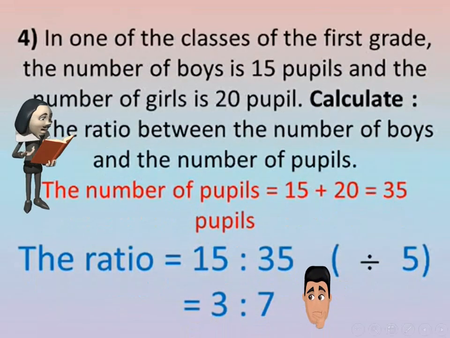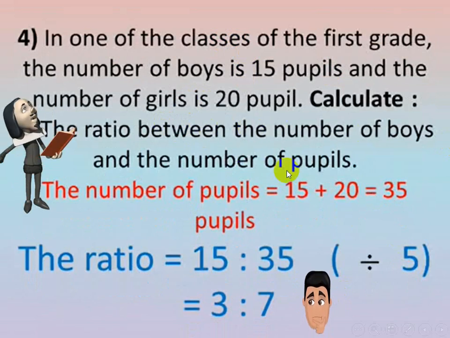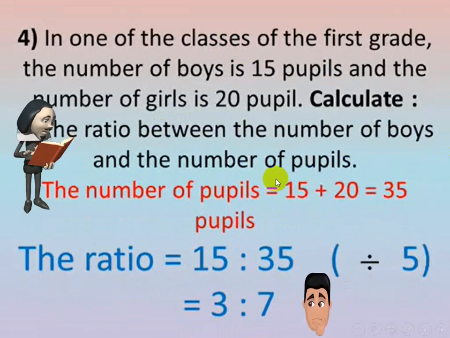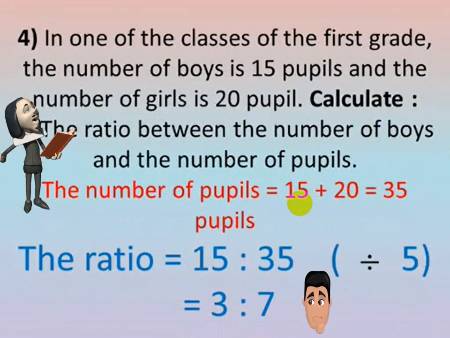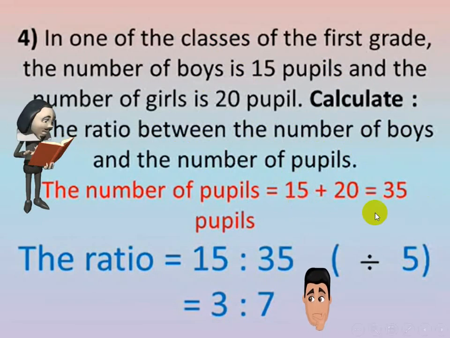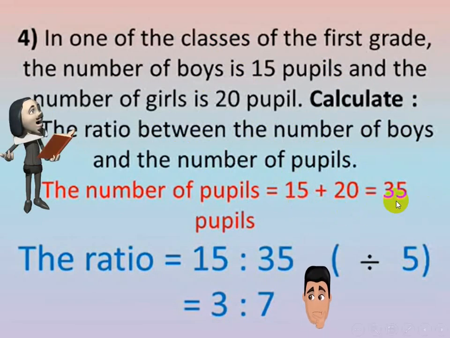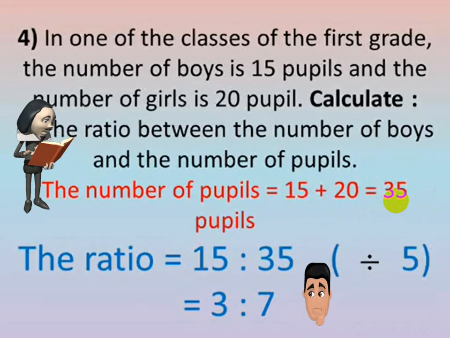Number C, the ratio between the number of boys and number of pupils. Number of pupils, as we said, is the sum of the two numbers, boys and girls. You can add this step: 15 plus 20 equals 35 pupils. There are 35 pupils in the class.